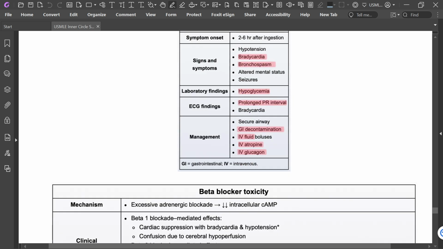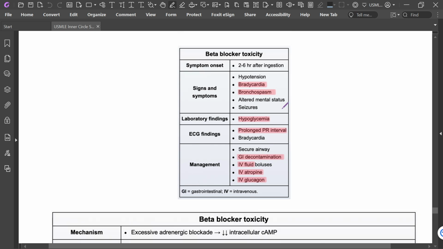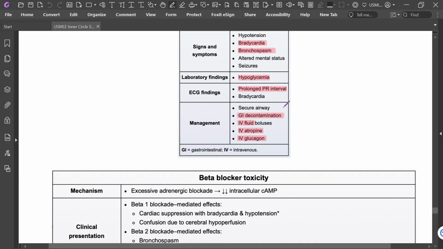ECG may show PR prolongation and bradycardia. Management: secure the airway, GI decontamination, IV fluid bolus, IV atropine, and glucagon, because it causes hypoglycemia. You need glucagon.